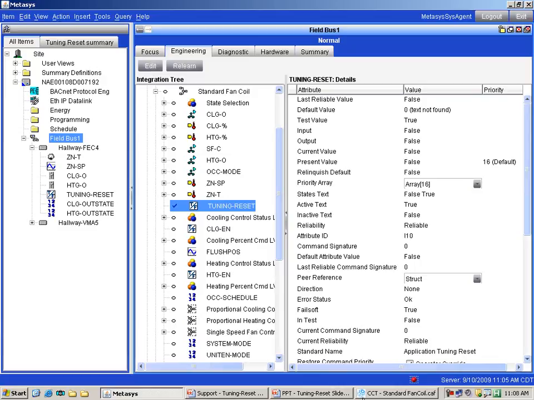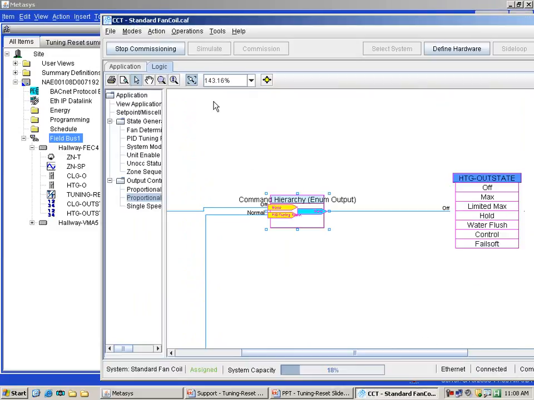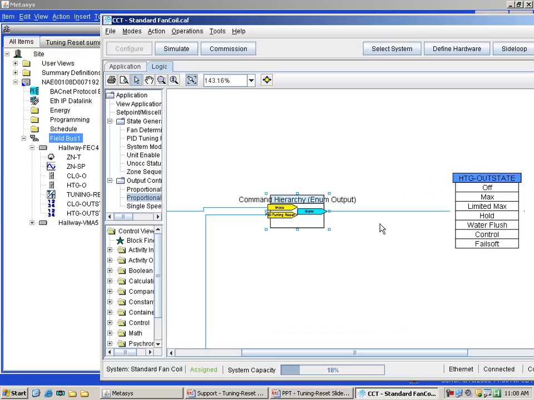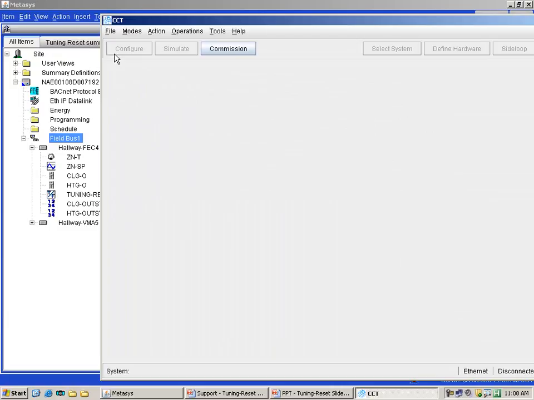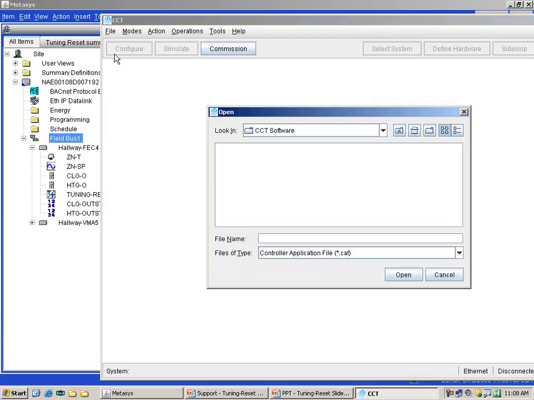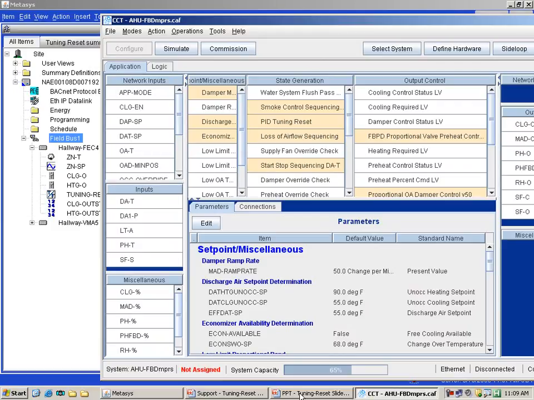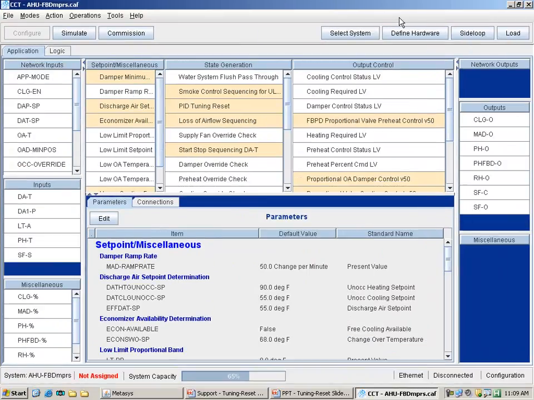All right, now let's take a look at an application that uses 4 PIDs inside one of the output control modules. And the application that I'm going to be opening up is a mixed air single path face and bypass application. So let me open that up. So now that I have the face and bypass application open, I'll maximize CCT.